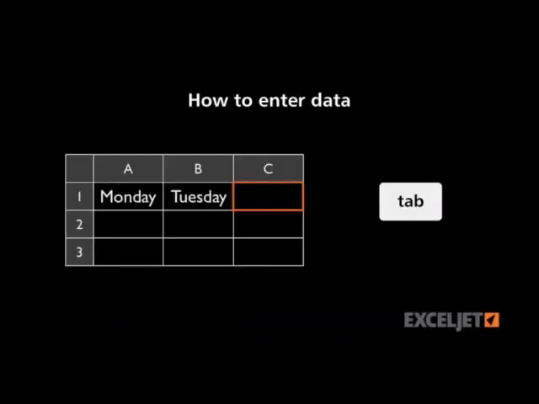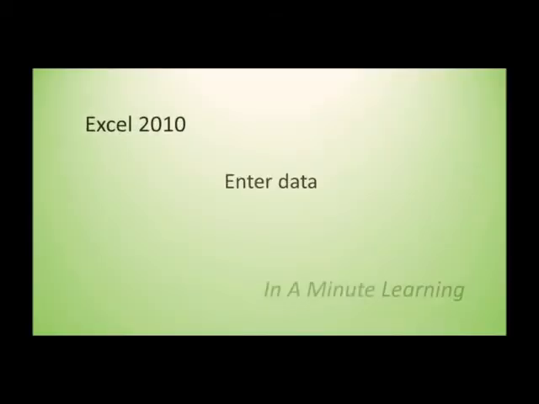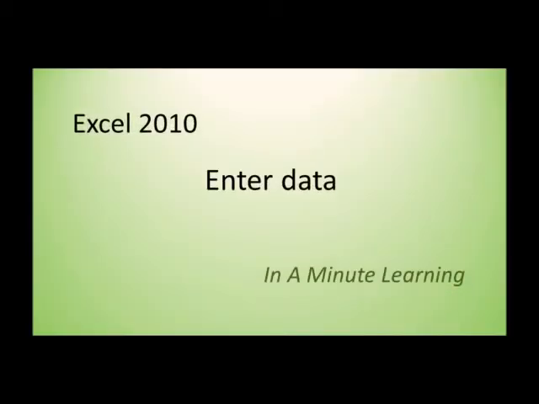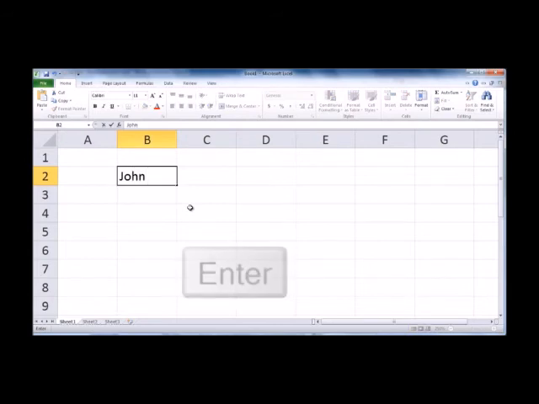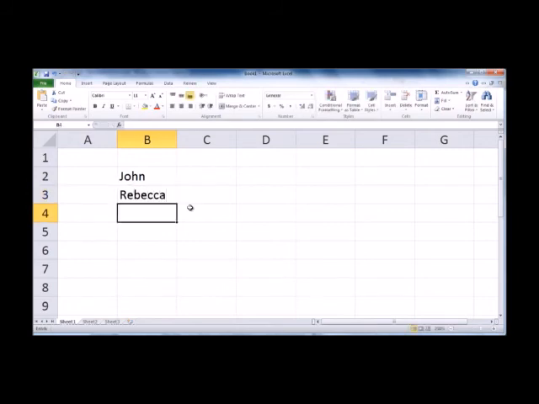Next is how to enter data in MS Excel. Let's see how to enter data in Excel 2010. Simply click on a cell and begin typing. Press Enter to complete the entry and move down. Type, press Enter, and it moves down. You can enter text, numbers, or formulas in a cell.